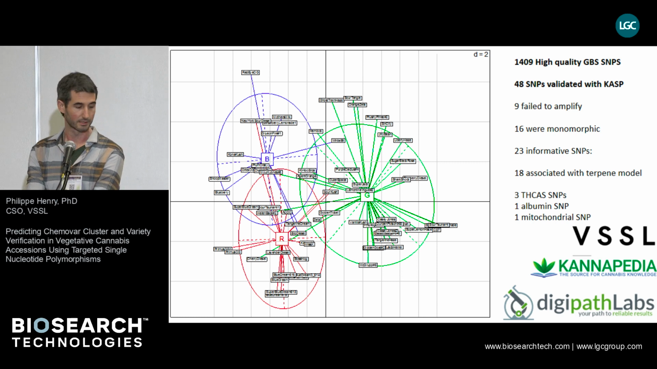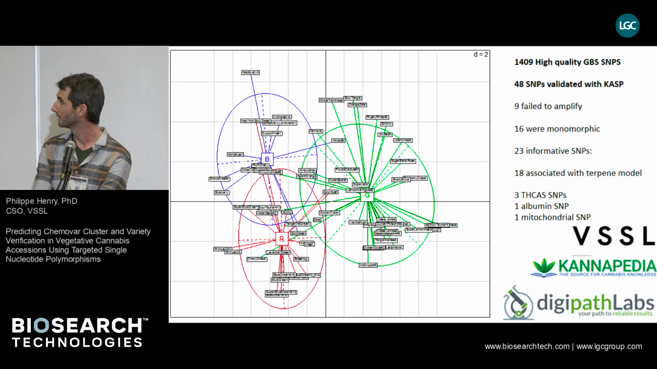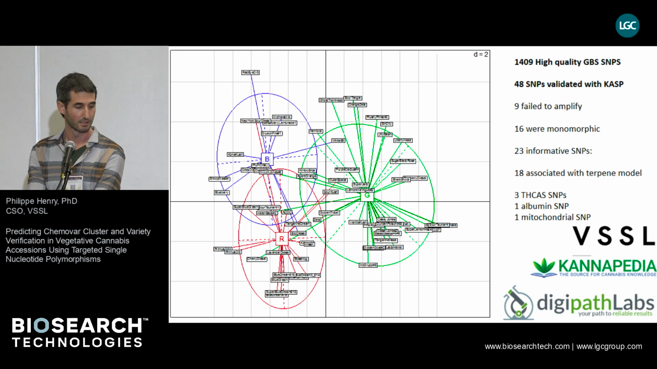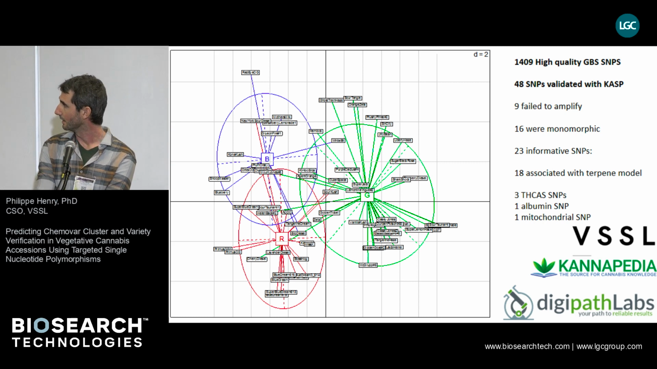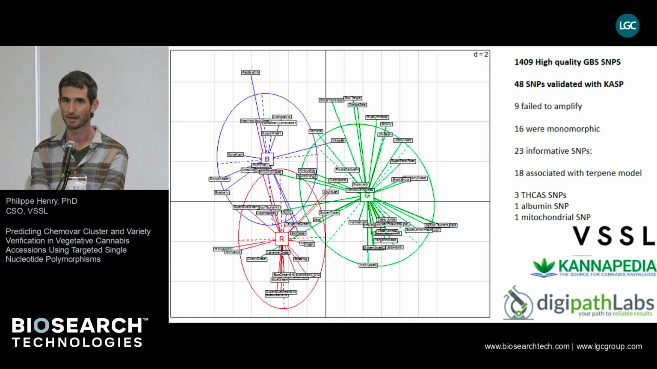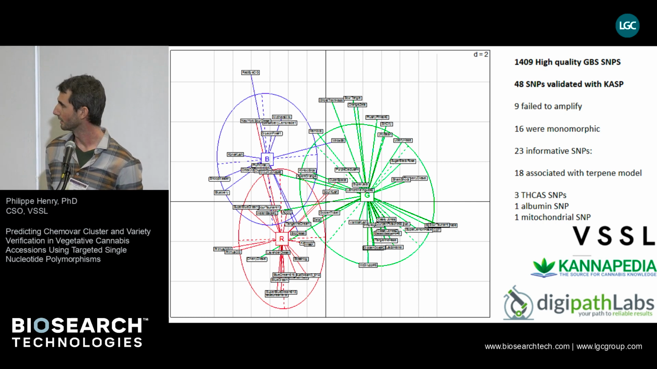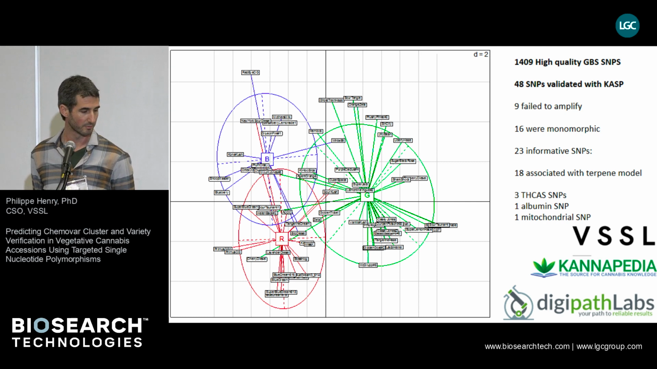But all in all, we came out with 23 polymorphic markers, so a little less than 50% of these markers came out as validated. 18 of them were associated with this terpene model, and an additional 3 were, I would say, kind of custom markers that we added in because we were interested, obviously, in THC expression. So 3 SNPs associated with the THC acid synthase, 1 SNP in the albumin, essentially for the seed production, and then 1 SNP associated with the mitochondria, which we use more for essentially teasing apart these large groups between each other.